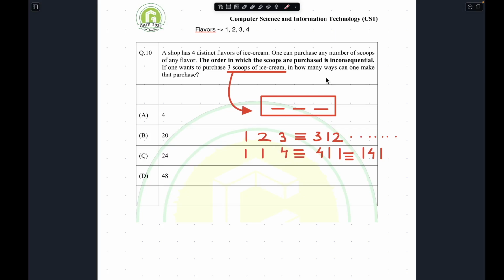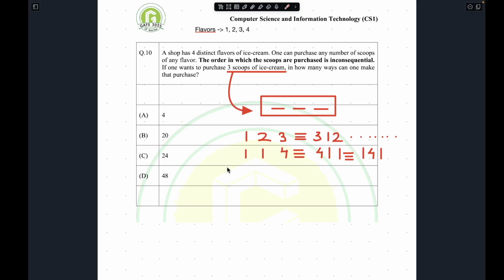Right, and the order in which this is done is inconsequential. That is 1, 2, 3 is equivalent to 3, 2, 1, 3, 1, 2, and 1, 1, 4 is equivalent to 4, 1, 1 and 1, 4, 1. Right, so this is what they are trying to ask, right? So at first glance to students it is going to appear, how can I solve this question, man?